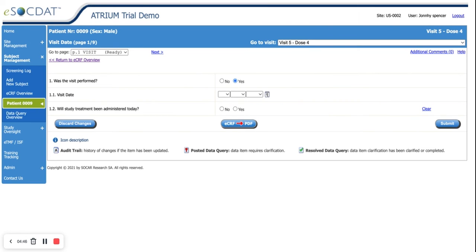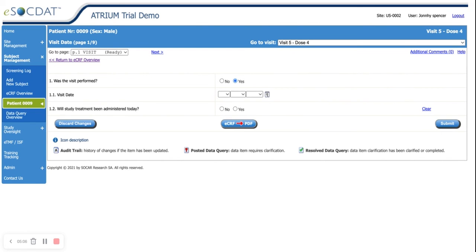Visit 5 occurs 28 plus or minus 2 days post first study drug infusion. Visit 5 includes an optional final dose of the study drug infusion. The optional dose will be determined by your site investigator.